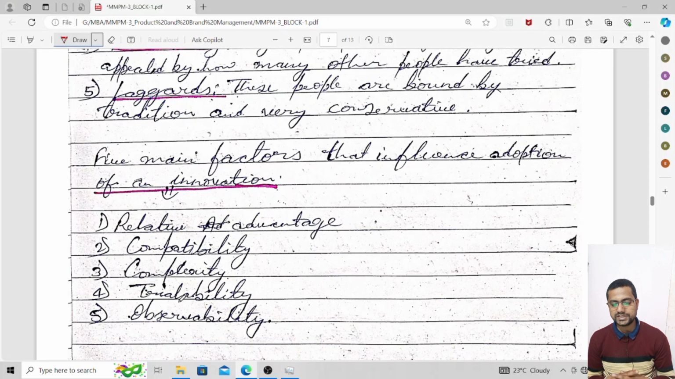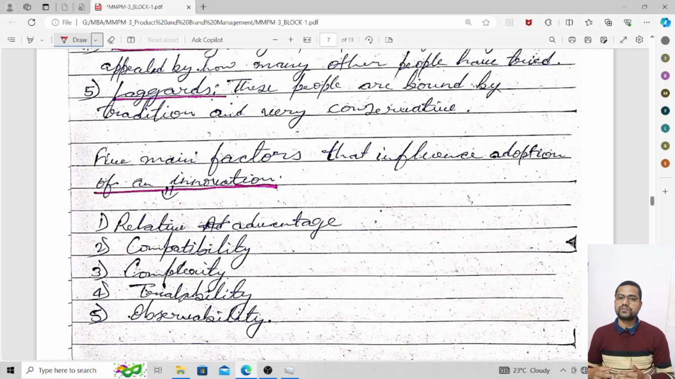And then you have trialability. It means whether people can use a new product, or you can say whether they can try the innovation in an easy way. If it is very easy to try the new innovation, then people will try to use it. And if they are not at ease using the innovation, then they will hesitate to adopt it.